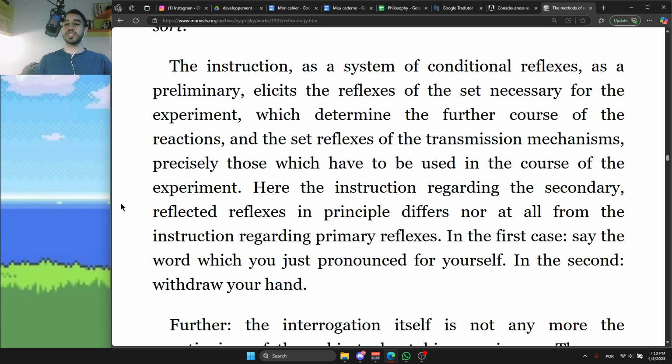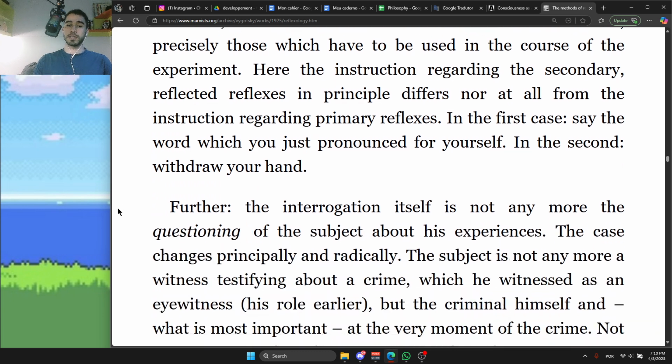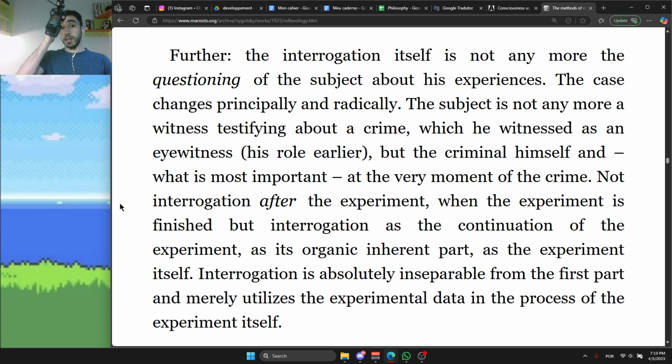Here, the instruction regarding the secondary, reflected reflexes in principle does not differ at all from the instruction regarding primary reflexes. In the first case, say the word which you just pronounced for yourself. In the second, withdraw your hand. Further, the interrogation itself is not any more the questioning of the subject about his experience. The case changes principally and radically.